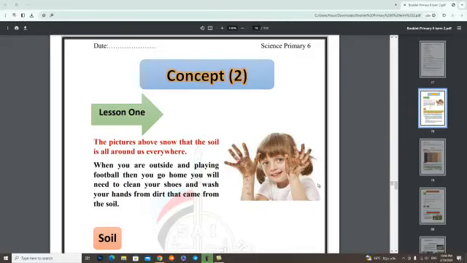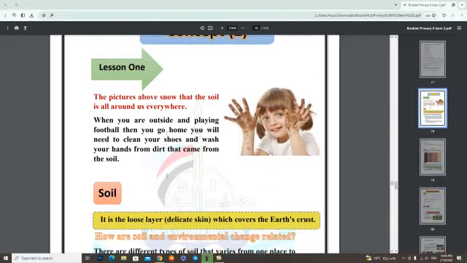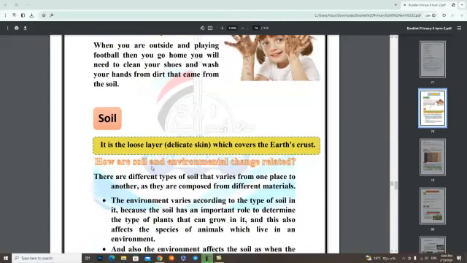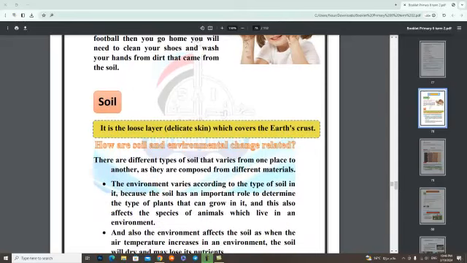In Lesson 1, we talk about when you are outside playing football, then you go home, you will need to clean your shoes and wash your hands from dirt that came from the soil. But what is the soil? The soil is a loose layer or delicate skin which covers the earth's crust.